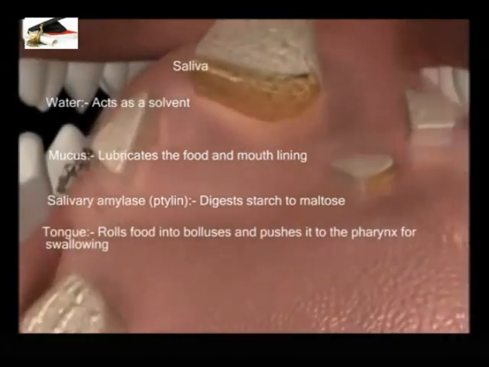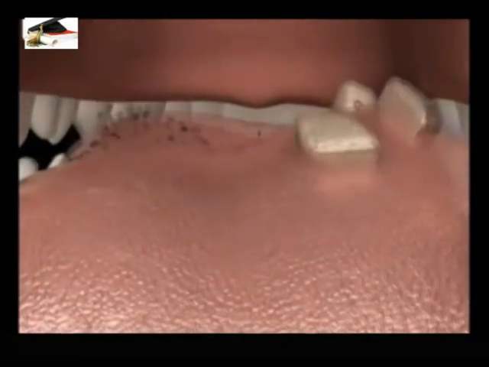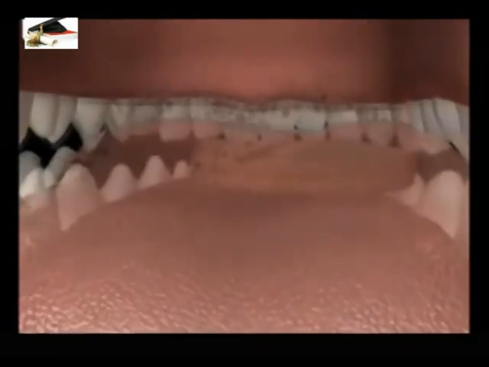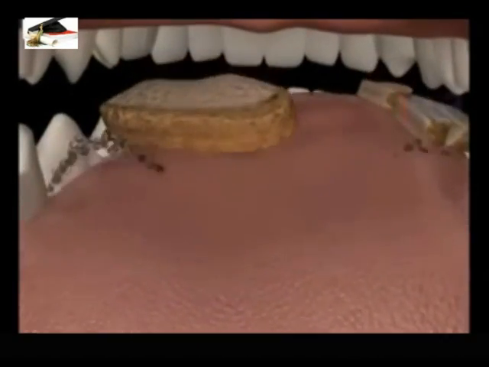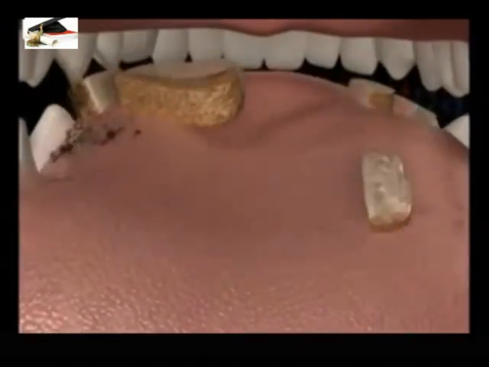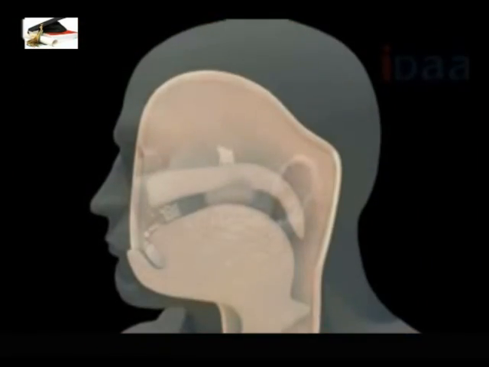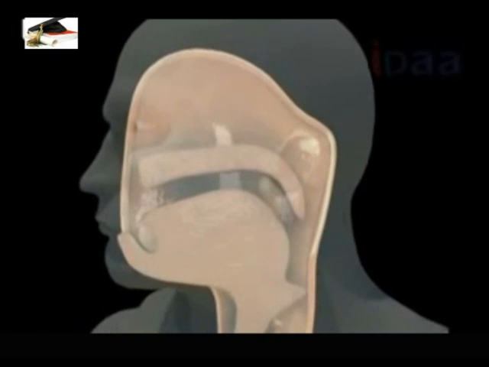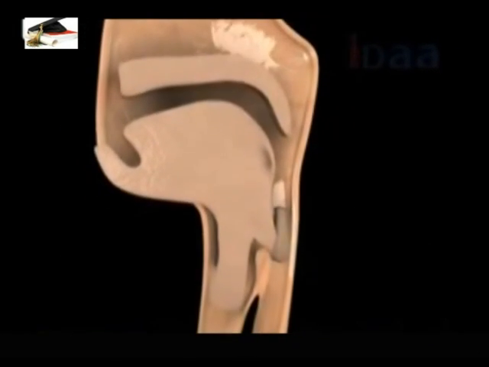The tongue rolls the food into round masses called boluses. The tongue then pushes the boluses to the pharynx at the back of the mouth. This is the beginning of swallowing. The soft palate is raised to open the gullet and close the nasal cavity, while the epiglottis relaxes to close the windpipe or trachea.